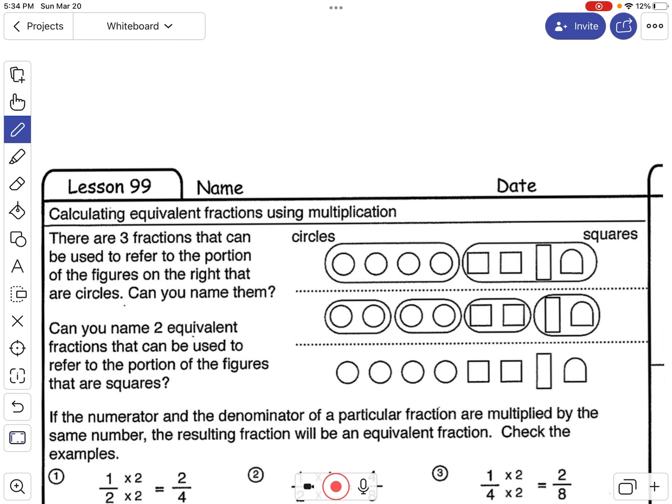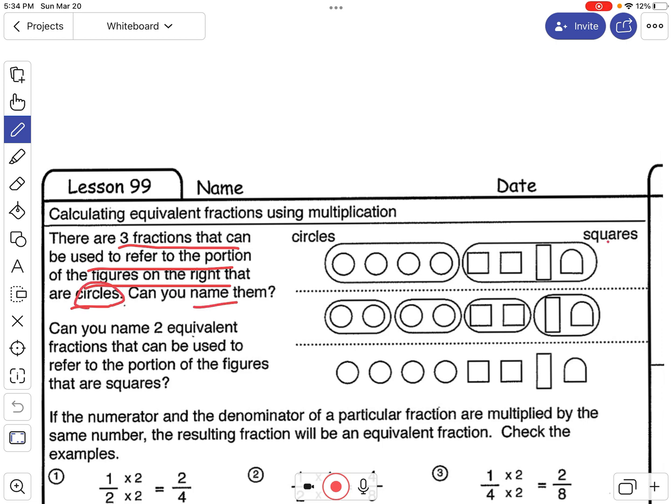All right, ladies and gentlemen, this is fourth grade Excel lesson number 99, and this is on calculating equivalent fractions using multiplication. So let's see how we do this here. There are three fractions that can be used to refer to the portion of the figures on the right that are circles. Can you name them?